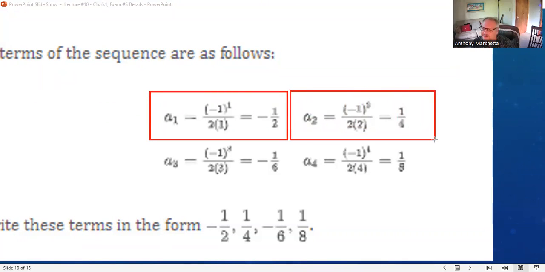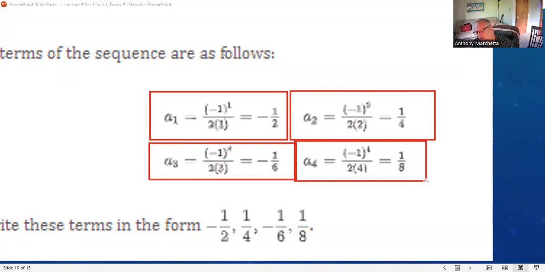As you can see, if it's a sub 2, put a 2 in each spot. If it's a sub 3, put a 3 in each spot. If it's a sub 4, put a 4 in each spot, just like you see there. All right.